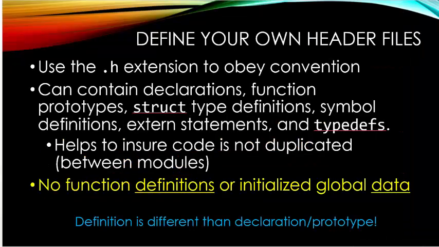So, back one slide. We can define our own header files. All you have to do is put a .h extension on it, and it doesn't even have to be a .h. We make it a .h to obey convention, so that somebody who looks at it knows that a .h file is a header file. In this file, you can have declarations, function prototypes, structure definitions, symbol definitions, extern statements, and typedefs that we haven't talked about, although we are going to talk about extern statements today.